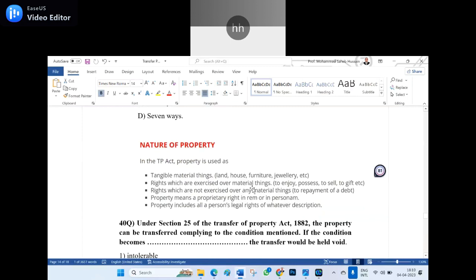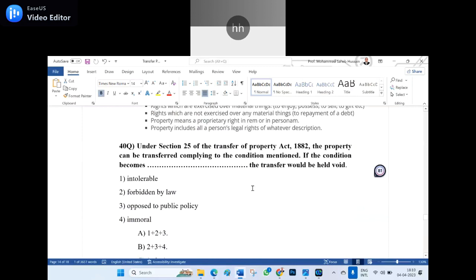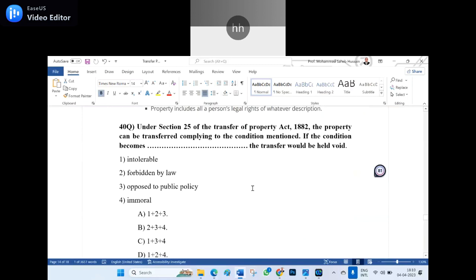40th question. Under Section 25 of the Transfer of Property Act 1882, the property can be transferred complying with the condition mentioned. If the condition becomes dash, the transfer would be held void. Number 1, intolerable. 2, forbidden by law. 3, opposed by public policy. 4, immoral. Option A, 1 plus 2 plus 3. B, 2 plus 3 plus 4. C, 1 plus 3 plus 4. D, 1 plus 2 plus 4.